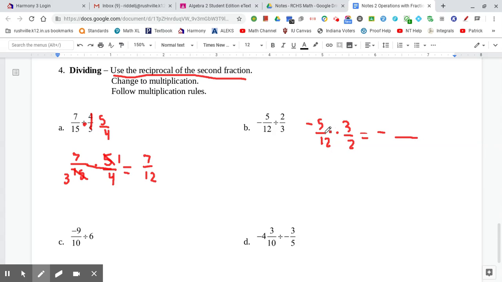Okay, now before I multiply, I'm going to simplify. All right, so 5 over 12 can't simplify, 3 over 2 can't simplify, but 3 over 12, those are both divisible by 3. So 3 divided by 3 is 1, 12 divided by 3 is 4. I already took care of my signs, so now I just need to focus on what is 5 times 1, which will give me 5, and what is 4 times 2, which is going to give me 8. So my final answer is negative 5 over 8.